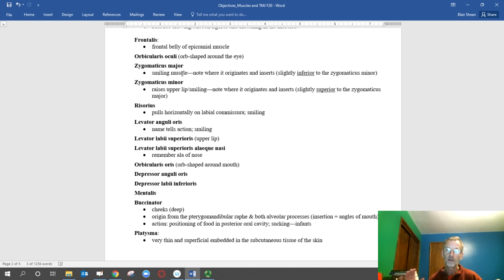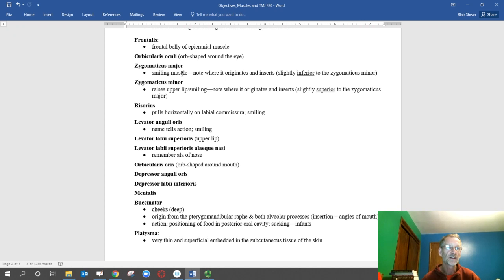But you know that the insertion is what moves. So if we're talking about a smiling muscle, for example, well, when the face changes and the smile occurs, the corners of the mouth are pulled back and up. So you can kind of put something together for the smiling muscle. So at any rate, that's the list.